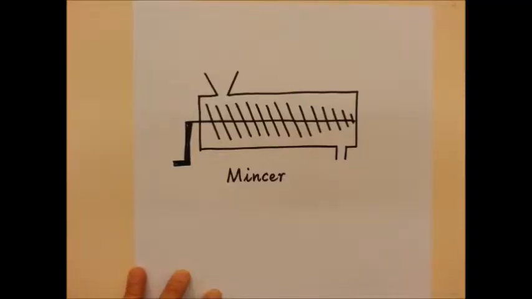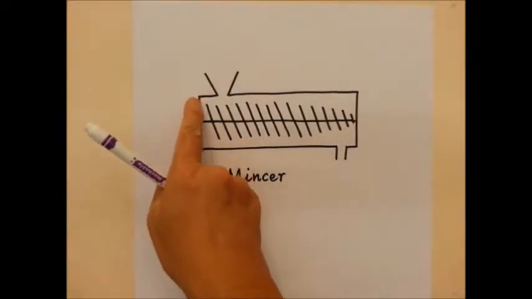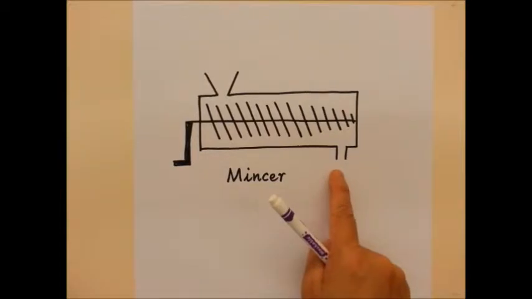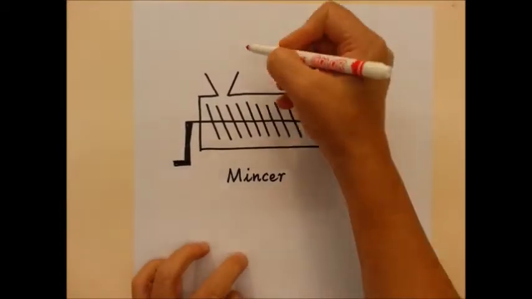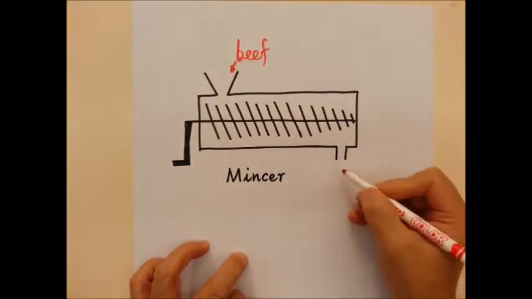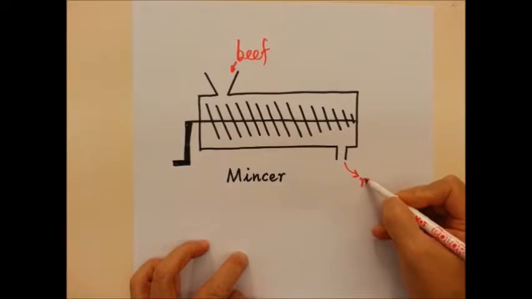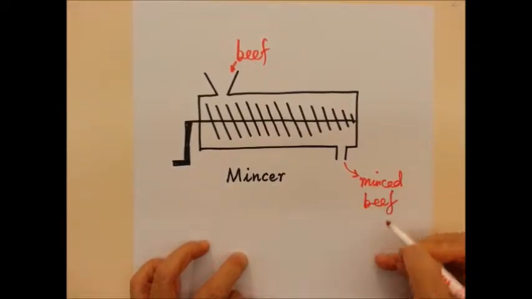Now you have seen the detail of the mincer already. Now this is a diagram for the mincer. Mincer actually is a mincing machine. It will turn the beef into the minced beef. If you put the beef here, it will come out to be minced beef. Okay.